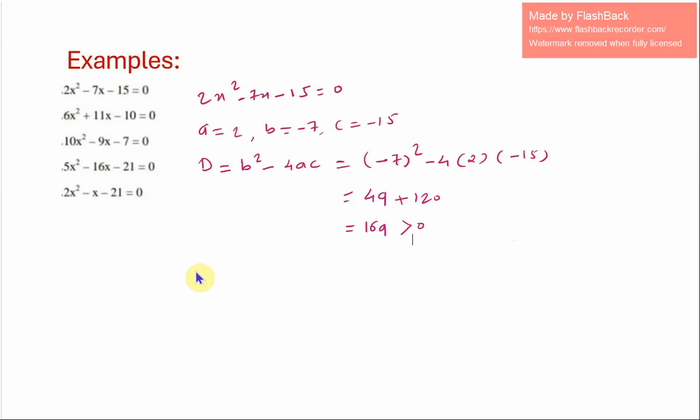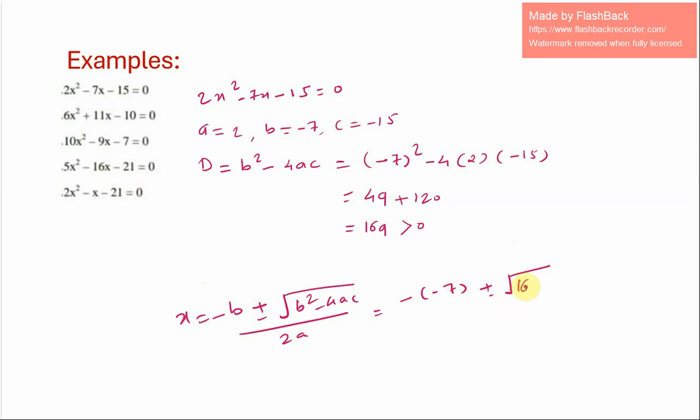The roots are given by the quadratic formula as we discussed earlier. x equals minus b plus or minus root of b square minus 4ac divided by 2a. Replacing values, we get minus minus 7 plus or minus the value of the discriminant, which is 169, divided by 2 into 2. So it is 7 plus or minus root of 169, that is 13, divided by 4. So we get 7 plus or minus 13 upon 4.